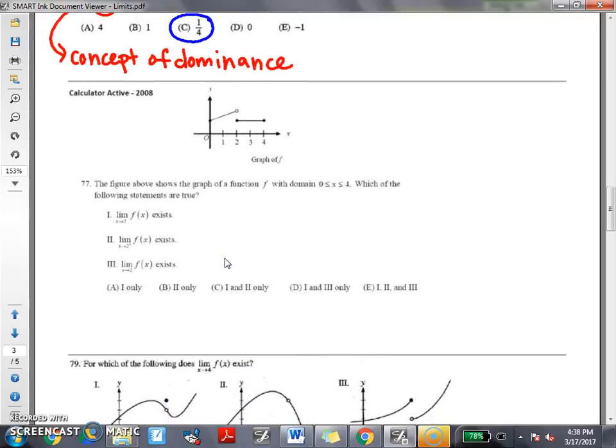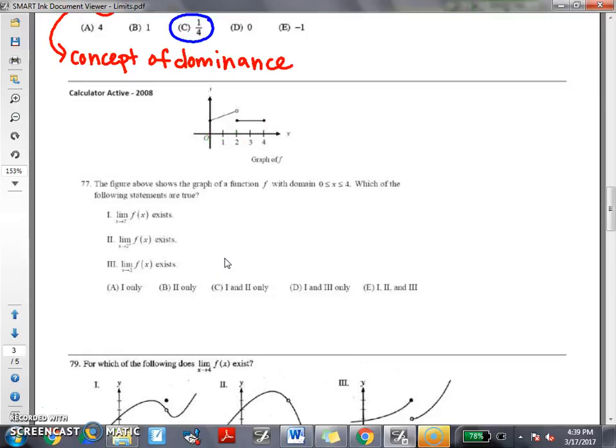Next one. This is still a limit problem from the AP exam. You're given a graph, and it says, the figure above shows the graph of a function f with domain 0 to 4. That just means there are x values from 0 to 4, and you can see that: 0, 1, 2, 3, 4. Okay, that's all it says. Which of the following statements are true? So we're going to go through each possibility and see if it's true.